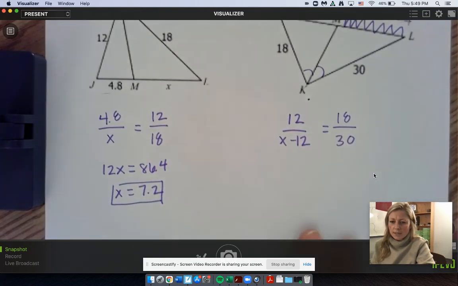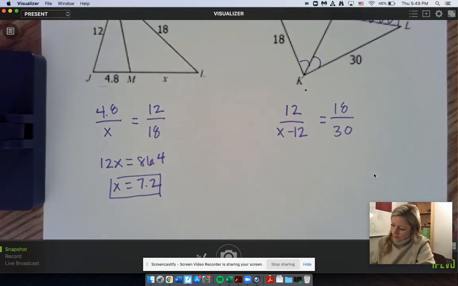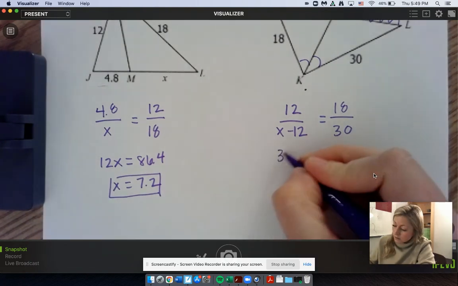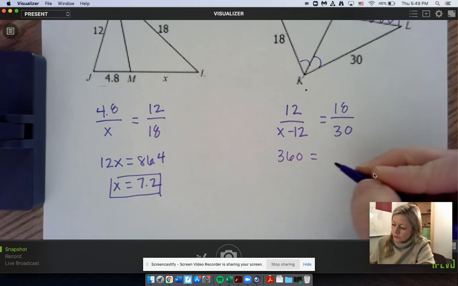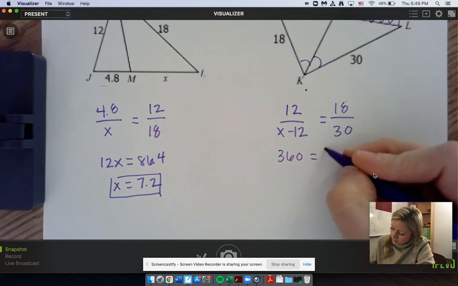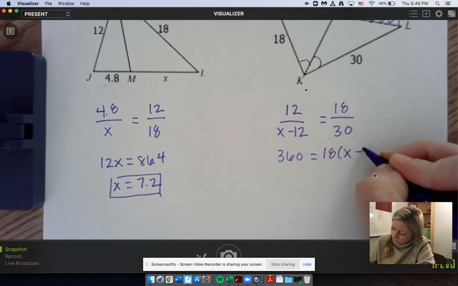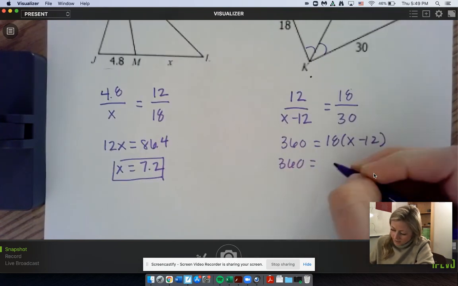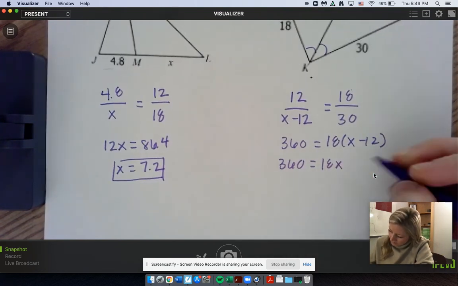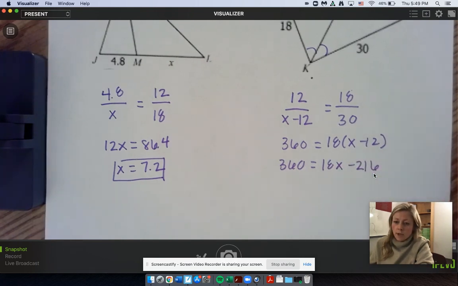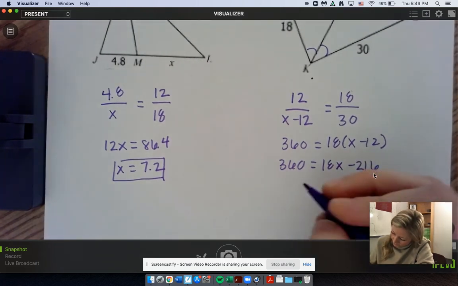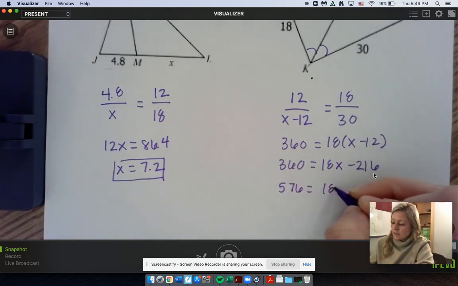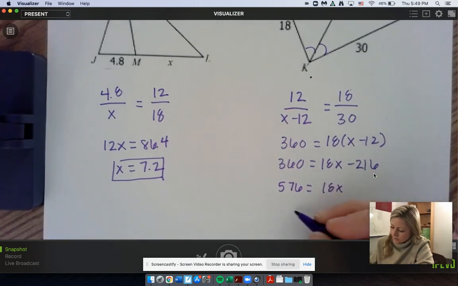And now we cross multiply. Okay, 12 times 30 is 360. And now we have to distribute that 18 to both the x and the negative 12. So I'm going to rewrite this quick. So we'll have 18x minus 216. Add over that 216, so we'll get 576 is equal to 18x. Divide out, and x equals 32.